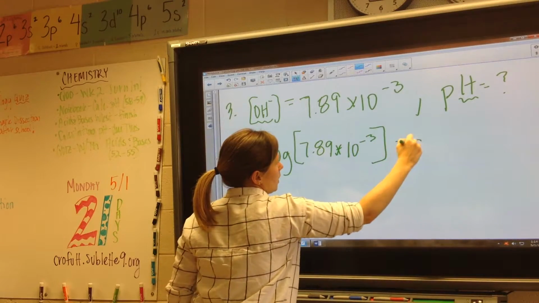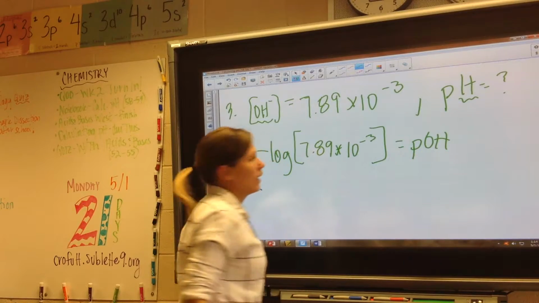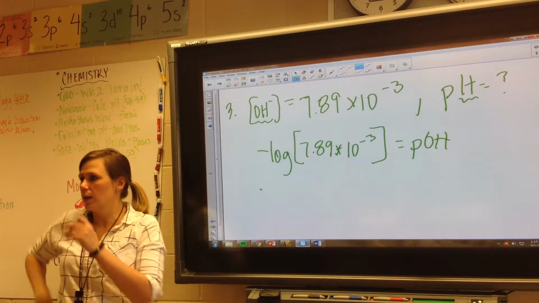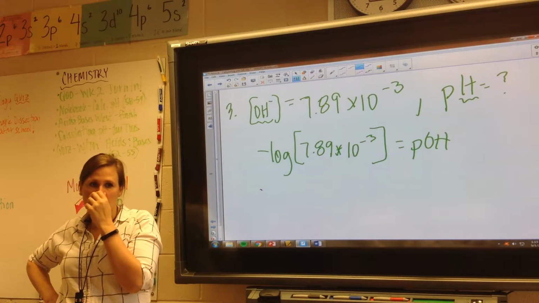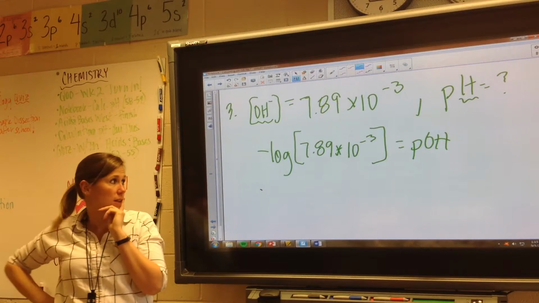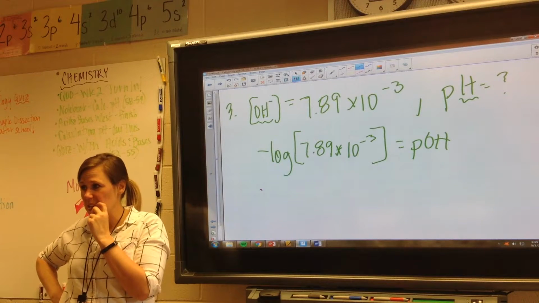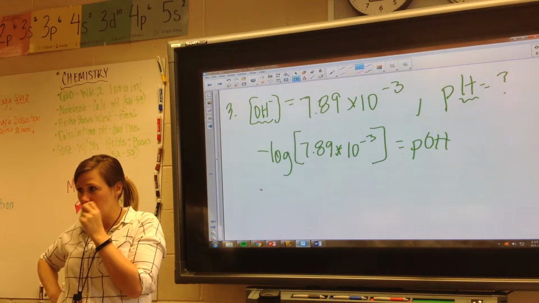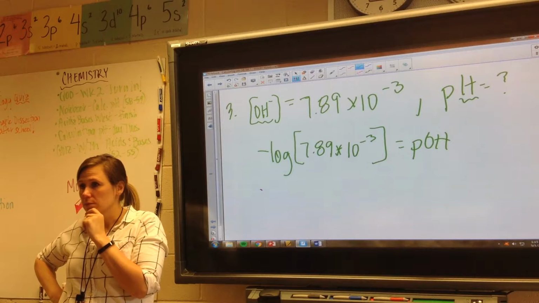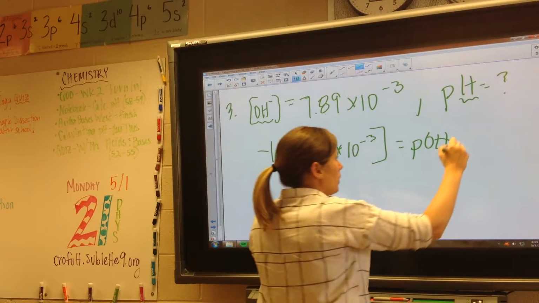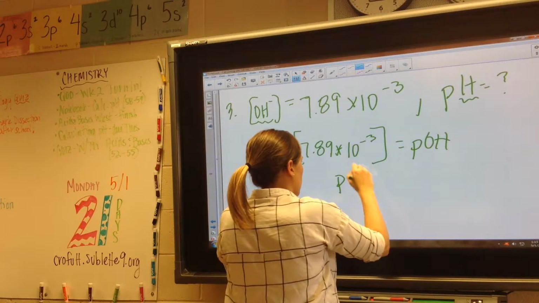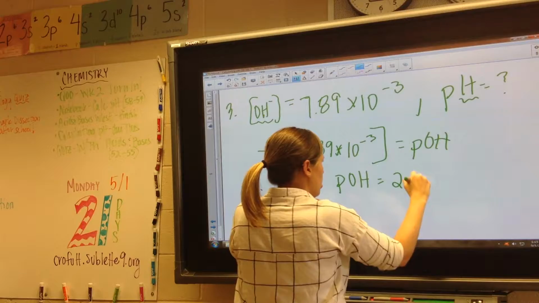So that's going to equal our pOH. Okay, so go ahead and solve for that. Let's see here. Got their calculator ready. Maddie, we go ahead and solve for that and tell me what the pOH is. 2.1. So our pOH value is 2.10.